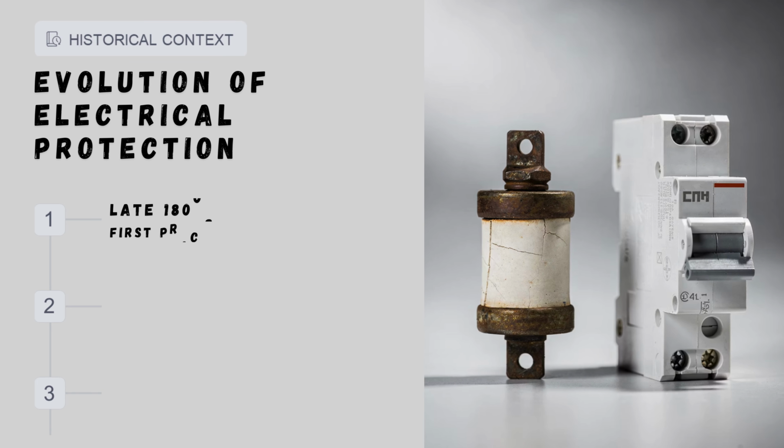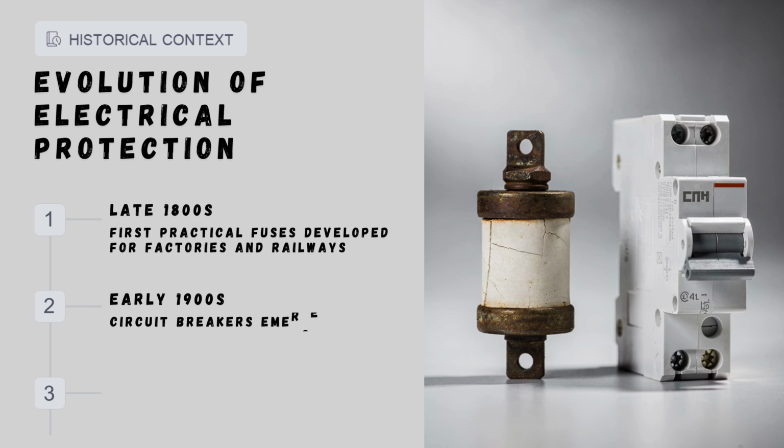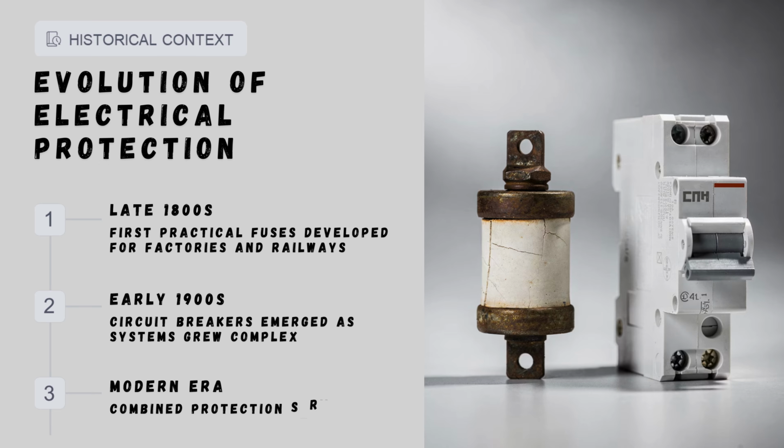The first practical fuse was developed in the late 1800s as electrical power systems expanded into factories and railways. They were simple, cheap, and effective at protecting wiring from catastrophic faults. Circuit breakers emerged later, in the early 1900s, as industrial systems grew more complex and downtime became more expensive. Engineers needed protection devices that could be reset rather than replaced. Historically, fuses solved the problem of basic protection, while circuit breakers solved the problem of operational continuity.